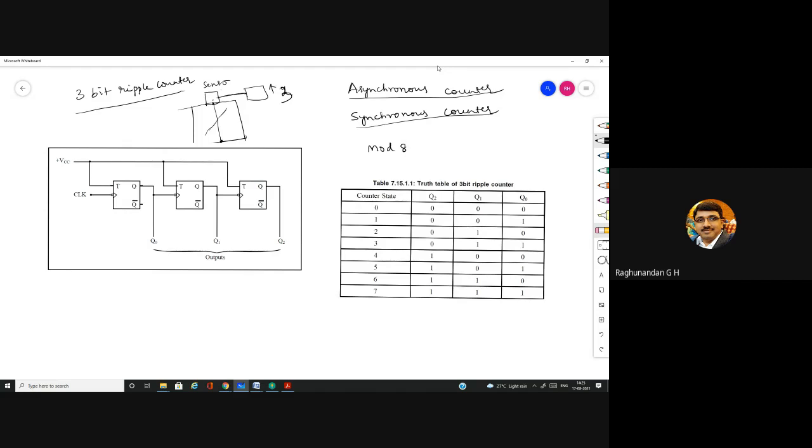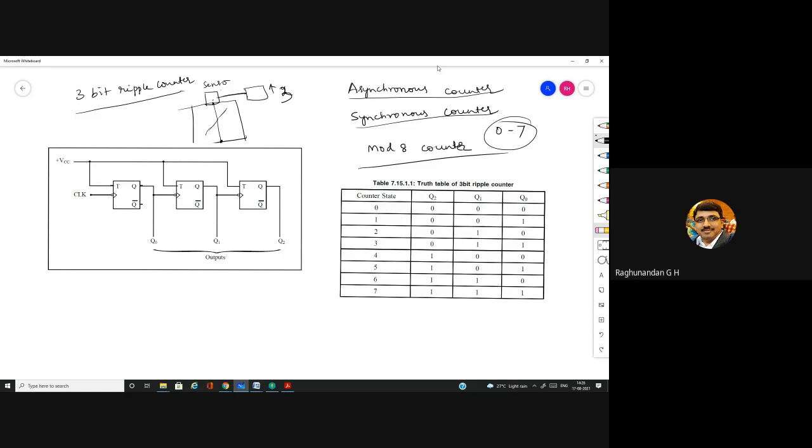a mod 8 counter. Someone in an interview might ask you, can you design a mod 8 counter? Mod 8 counter means it can count 8 values, from 0 to 7. Even though we start counting from 0, 0 to 7 means the total count is 8.